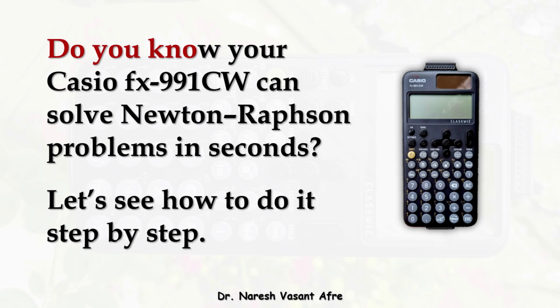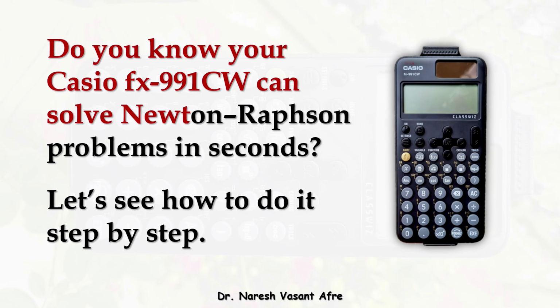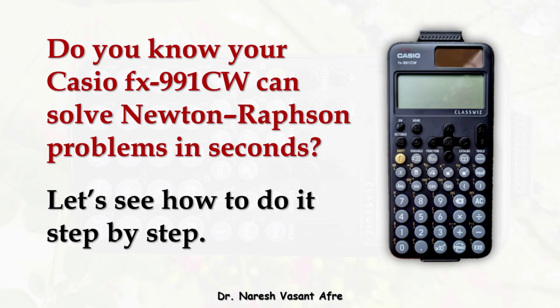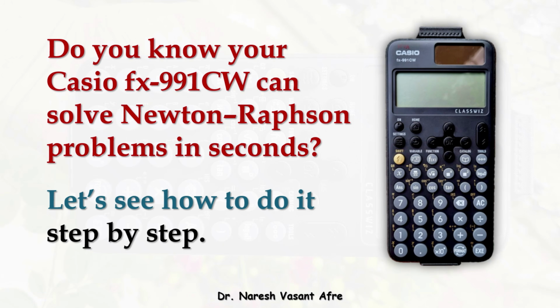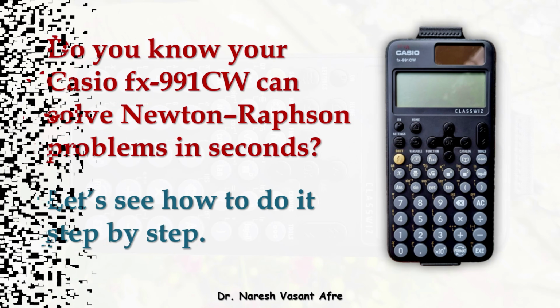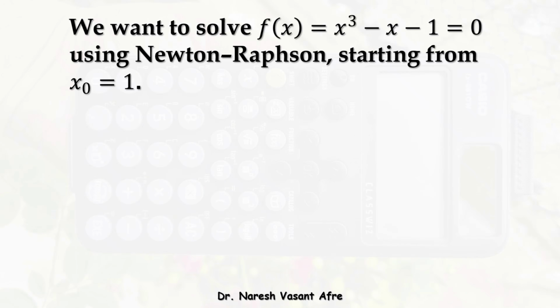Do you know that your Casio calculator can solve Newton-Raphson problems in seconds? Let's see how to do it step by step. Suppose we need to solve this equation x cube minus x minus 1 equal to 0 using Newton-Raphson method, starting with the initial guess as x naught is equal to 1.